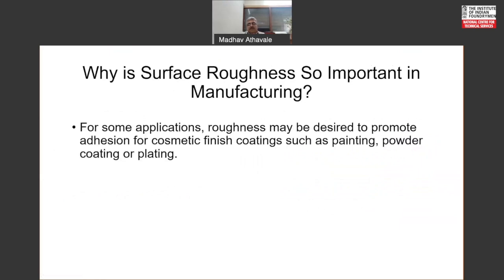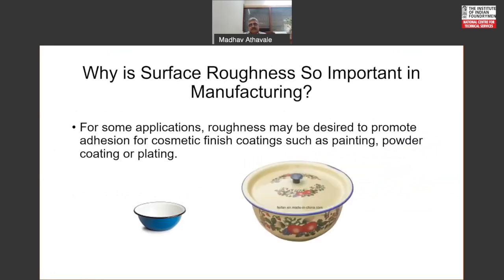For some applications, roughness may be desired to promote adhesion for cosmetic finish, such as painting, powder coating, or plating. As an example, look at these two. This is an enamel tableware, where after making a casting, then a coating process is being done.